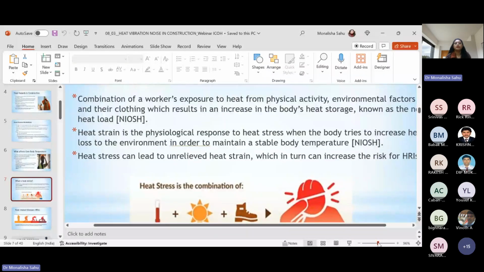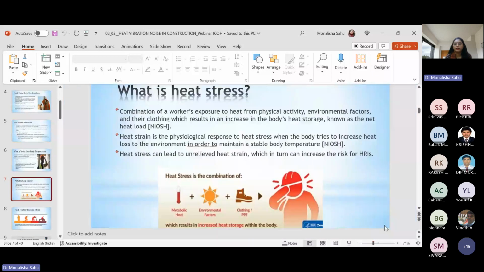slide mode only. So what actually is heat stress? Heat stress is a combination of workers' exposure to heat from physical activity, environmental factors, and their clothing. Because of all these reasons, it results in an increase in the body's heat storage, and the body provides a physiological response to this heat stress, known as heat strain, to increase the heat loss to the environment in order to maintain a stable body temperature.